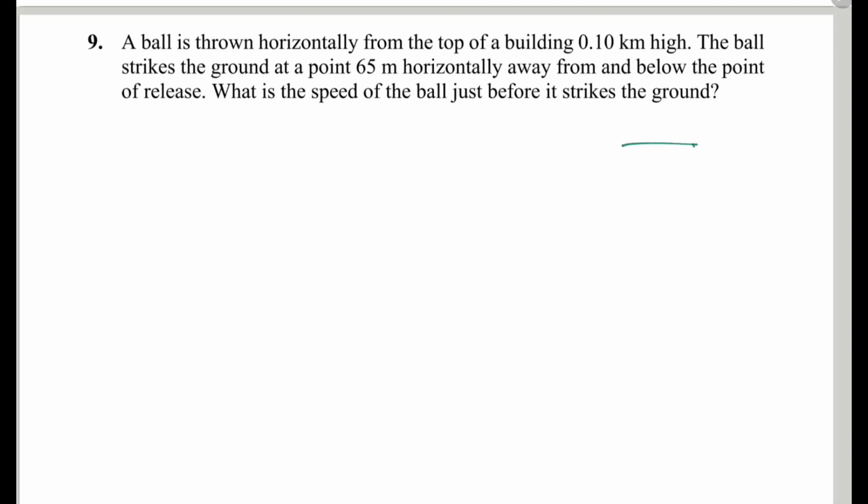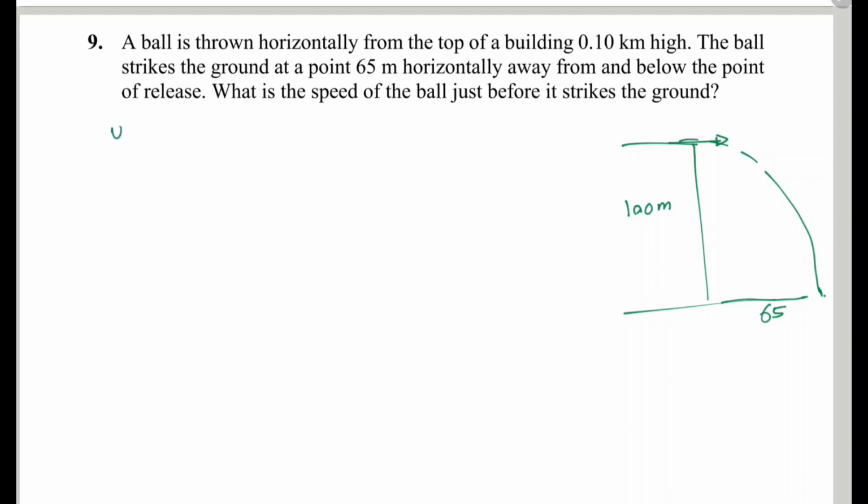So here's the top of the building right here, and the height of this building is 100 meters, and the ball is thrown horizontally like this. Now, at a distance of 65 from the base of the building, it strikes the ground. The question: what is the speed just before it strikes the ground? To solve this, use the information on y to find the time, substitute the time back in the x information, and you will get the velocity there.